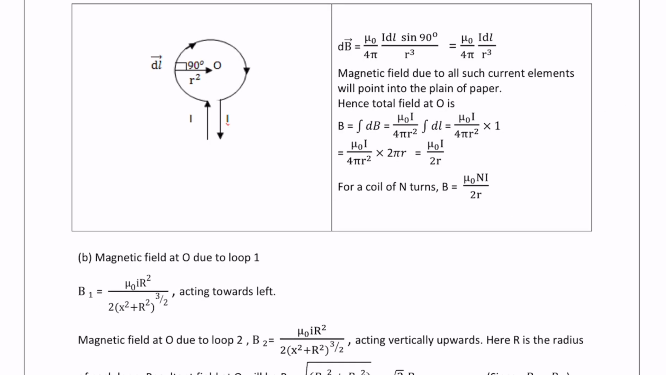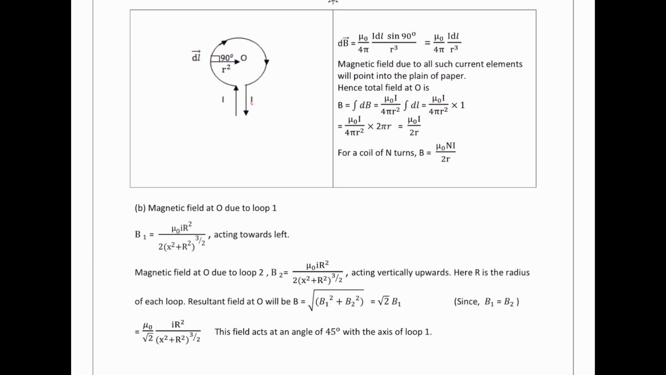So this is mu0 by 2 pi I dl by r cube. So the magnetic field due to all such current elements will point in the plane of the paper. Okay. Now here B1 is the magnetic field produced because of the first coil, correct? This is the first coil. So suppose north is produced here.